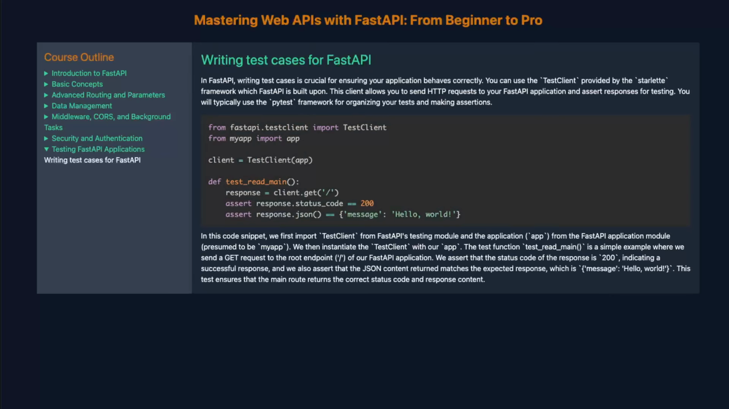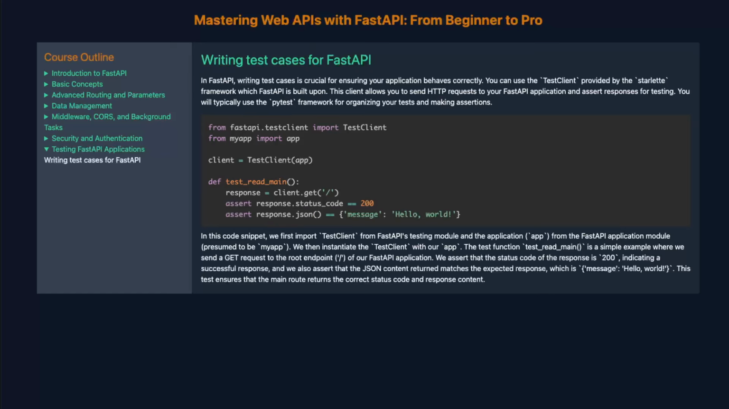In this code snippet, we first import TestClient from FastAPI's testing module and the application app from the FastAPI application module, presumed to be my_app. We then instantiate the TestClient with our app. The test function test_read_main is a simple example where we send a GET request to the root endpoint / of our FastAPI application. We assert that the status code of the response is 200, indicating a successful response, and we also assert that the JSON content returned matches the expected response, which is message: hello world. This test ensures that the main route returns the correct status code and response content.